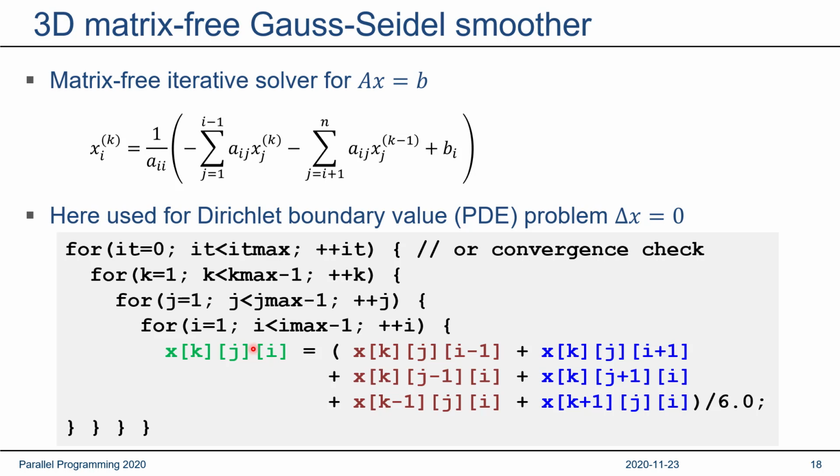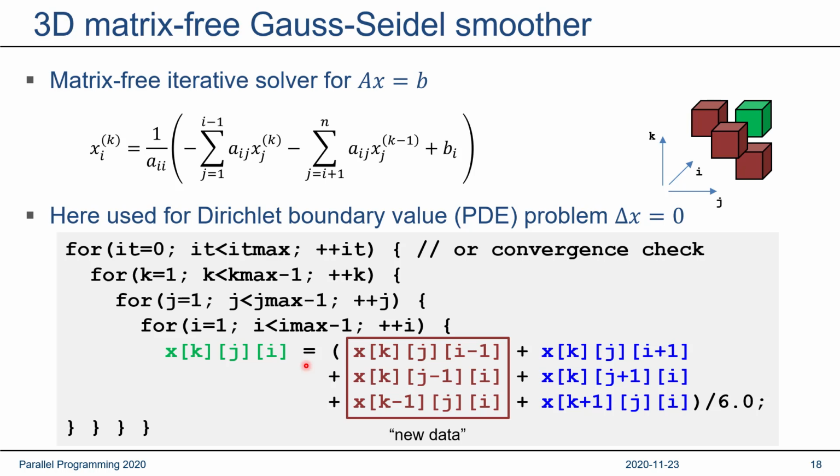Now what happens when one particular element x of k,j,i on the left-hand side is updated? Let's look at this like a snapshot in time. We're updating this particular element, and these 6 neighbors can be grouped into distinctive groups. We have new data and we have old data. New data means that in one of the previous iterations over k, j, or i, this data has already been updated. So in this formula, this is something that carries the index k, which is from the current time step of the current approximation.